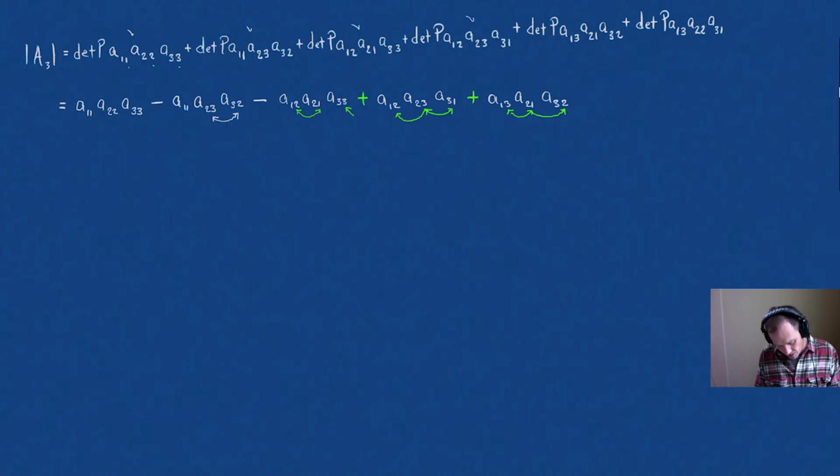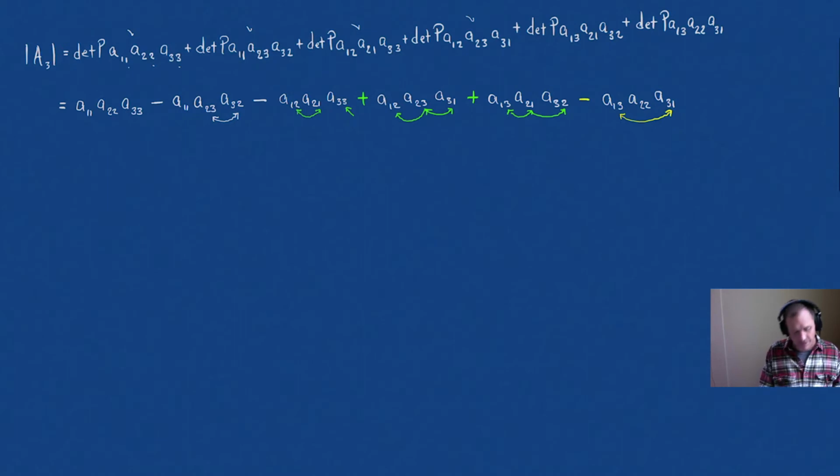And then the final one is A13, A22, A31. Well, let's see. Oh, look, I could just switch the first and third columns, the 2 is where it needs to be. I think we're set. And that would just be one switch, so that's going to give me a minus.